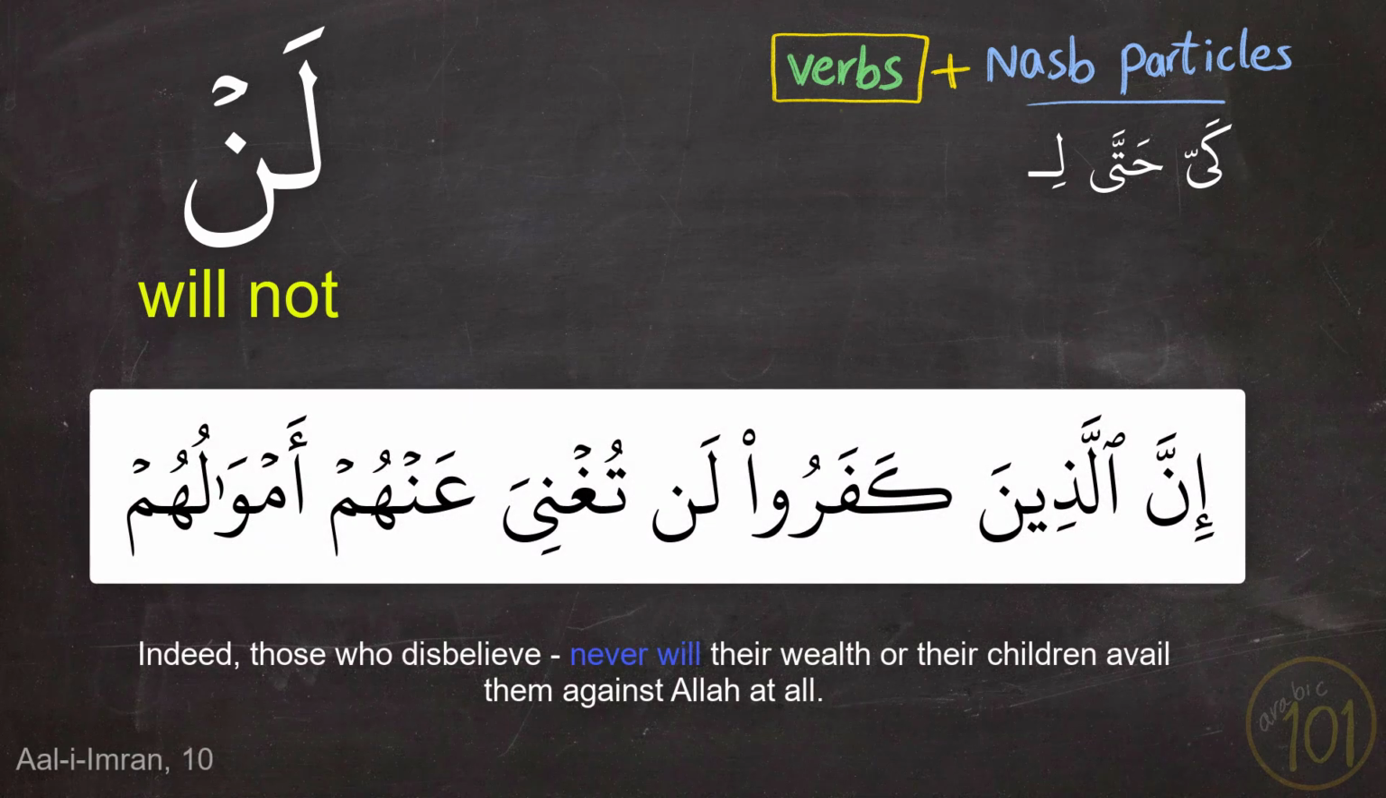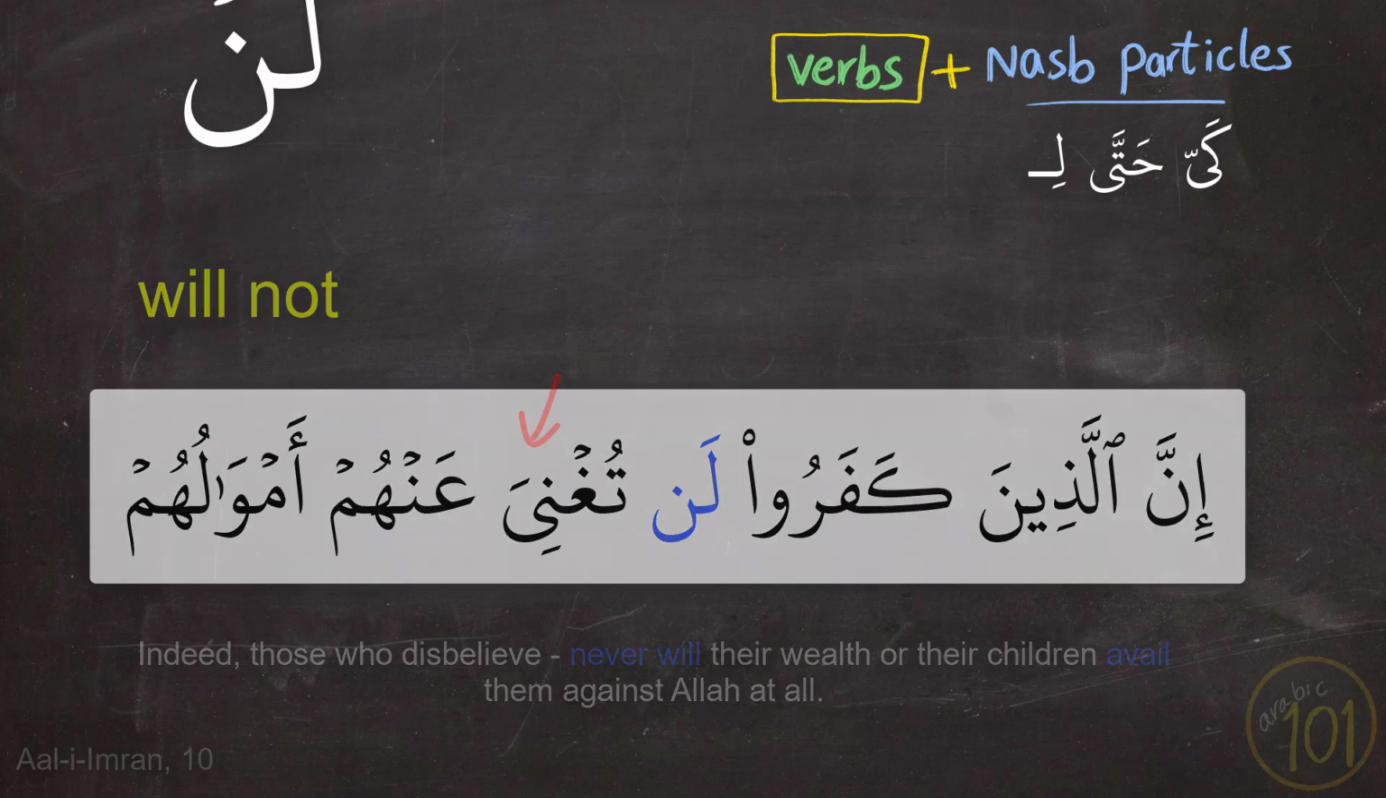إِنَّ الَّذِينَ كَفَرُوا لَن تُغْنِيَ عَنْهُمْ أَمْوَالُهُمْ. So the verb تُغْني is a present verb. But when len is added before it, the combination of the verb and the nasb particle will refer to the future. And naturally, the present verb will have fatha at the end of it.